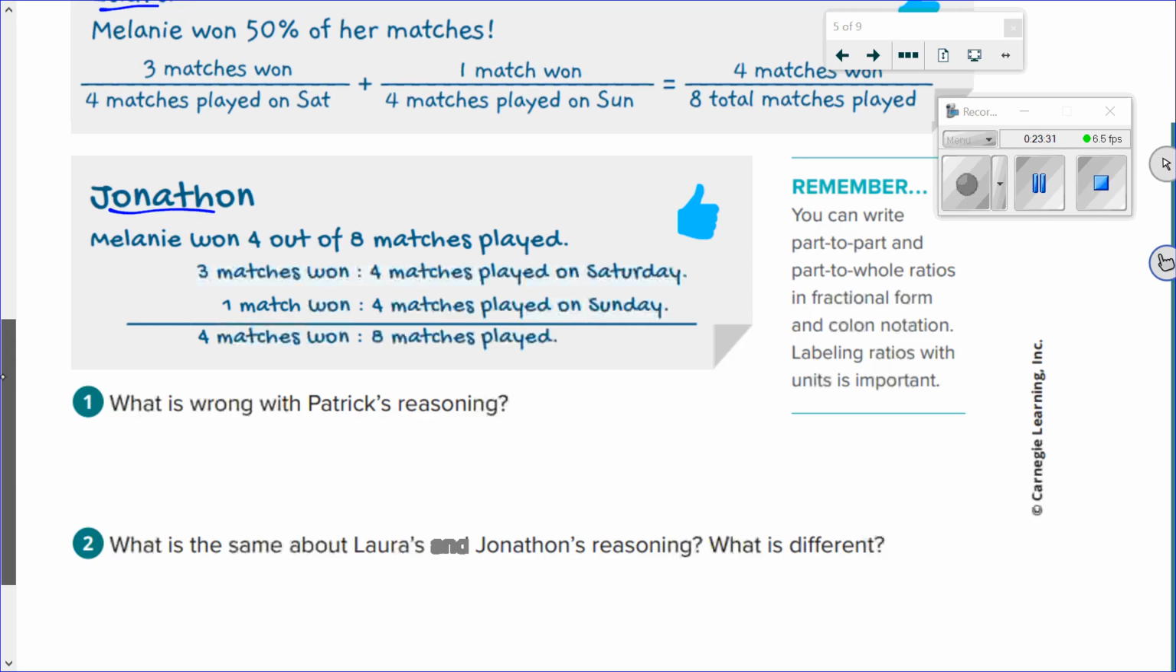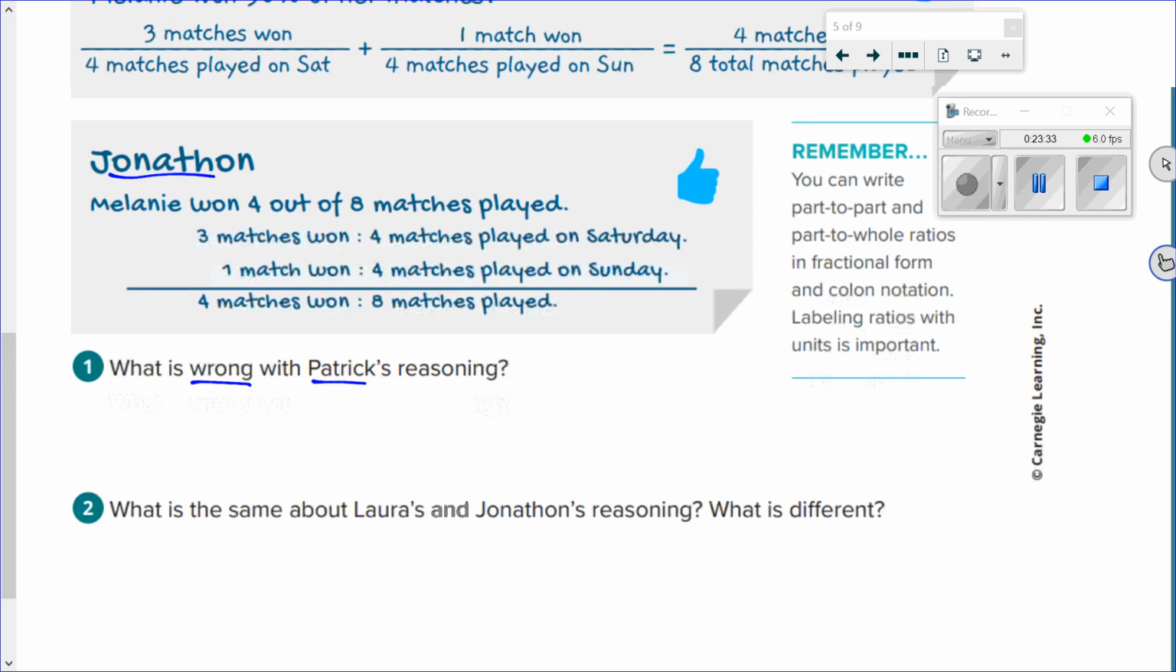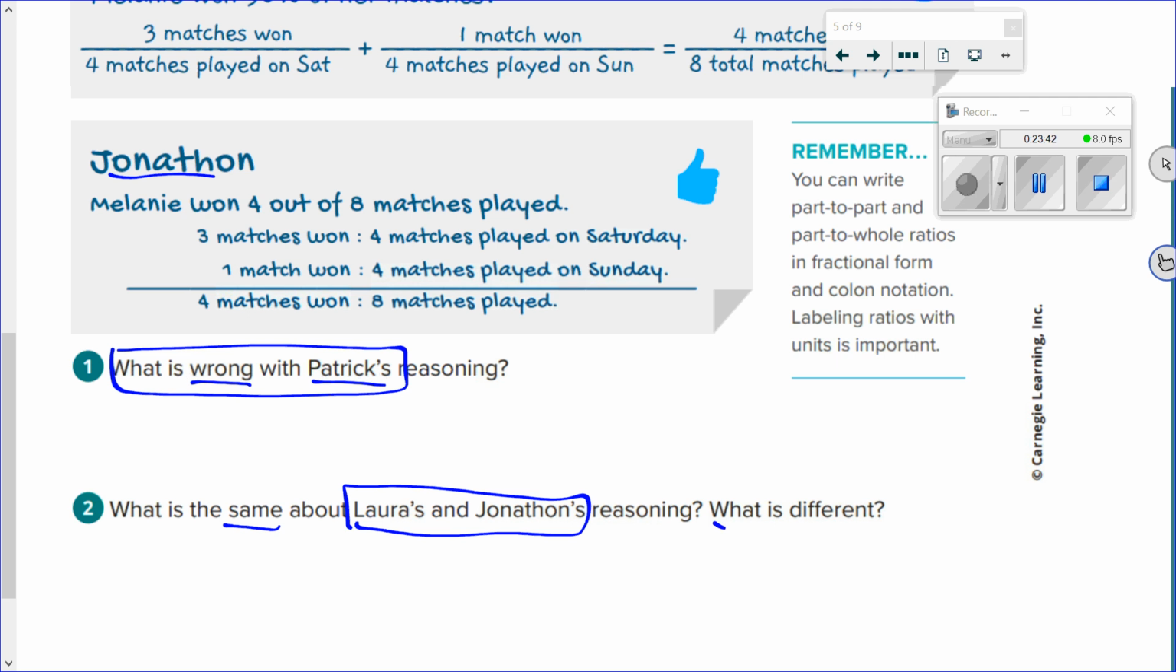Question number 1, what is wrong with Patrick's reasoning? So you need to look at it, tell me what he did wrong. And then what is the same about Laura and Jonathan's? And what is different? So there's 2 parts to that question. So talk as a table, look at what they said, see if you can figure out what did Patrick do wrong, what was wrong in his reasoning, what was similar about Laura and Jonathan, and what was different. I'll give you guys about 4 minutes.